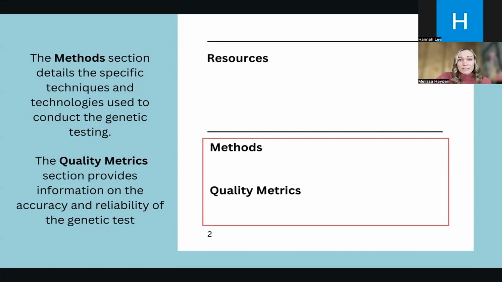The quality metrics section provides information on the accuracy and reliability of the genetic test. This might include data on coverage, which is how well the genes were analyzed, read depth, which is how many times a region of the genome was sequenced, and call rate, which is the percentage of variants identified with confidence. It may also mention the sensitivity and specificity of the test. These are metrics that help to assess the robustness of the results and indicate whether the test was performed at an acceptable standard to ensure not only reliable but clinically meaningful conclusions.